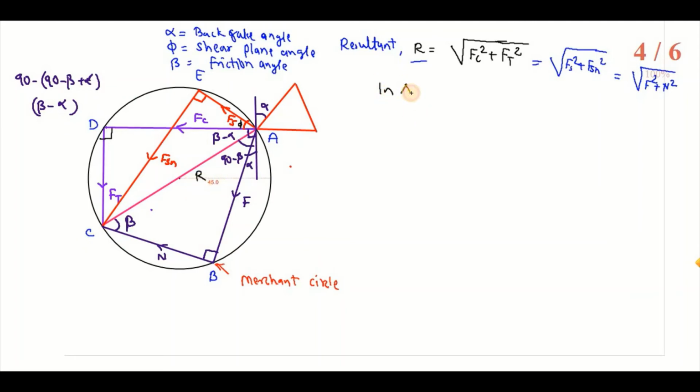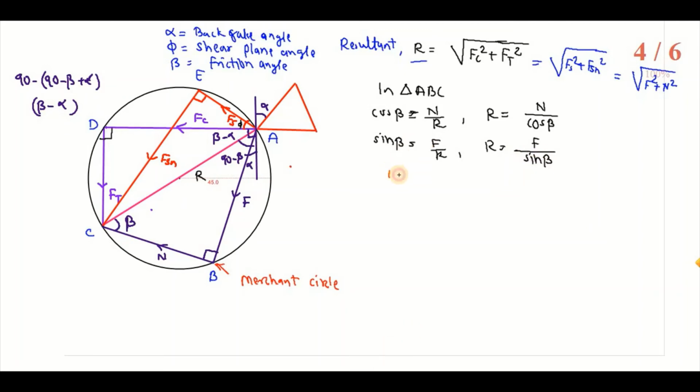In triangle ABC, which is a right angle triangle, for this beta angle, cos beta is equal to N upon R, and we can write R is equal to N upon cos beta. Then in the same triangle, sin beta is equal to F upon R, so R is equal to F upon sin beta.